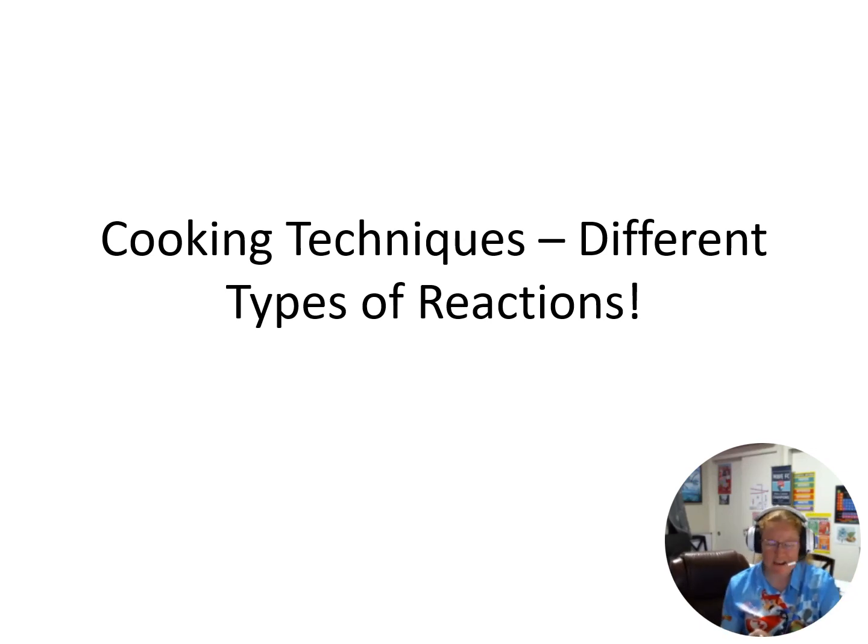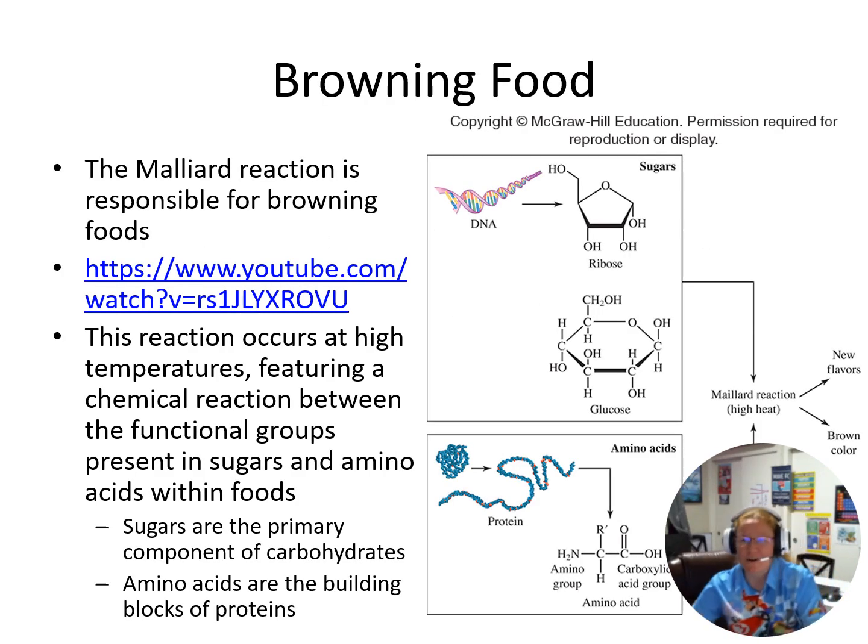All right, and then lastly, we're just going to touch on a few different cooking techniques because all of these are different types of reactions. So one of our first reactions is this Maillard reaction, and this is what causes food to brown. This has to happen at high temperatures, and what we're getting is a reaction between the functional groups in our sugars and amino acids and that heat. And so we get this reaction that occurs. We get some new flavors. We get that browning color. It's a very delicious type of chemistry.